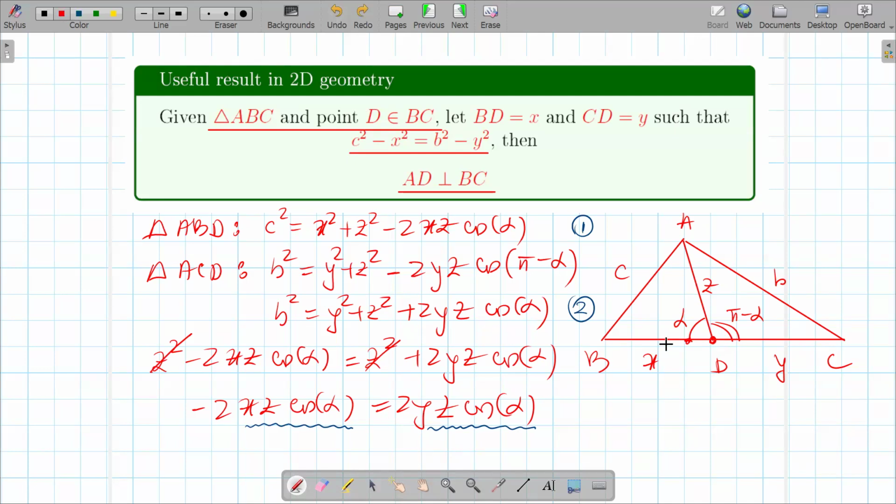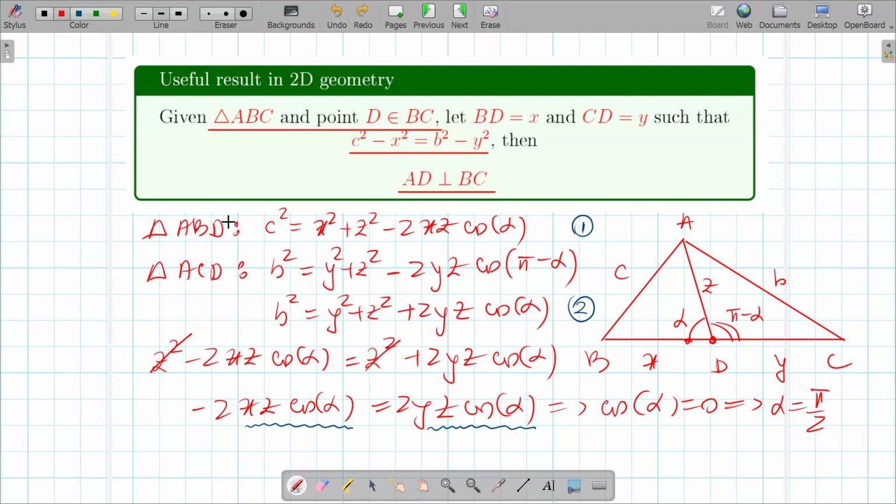Well, okay, point D is not equal to B or C, so x, z, and y are not equal to 0. So that means that actually cos of alpha has to be equal to 0. So alpha is pi over 2. So indeed, AD has to be perpendicular on BC.